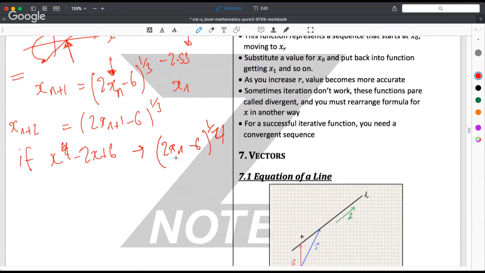Right. So now, if we try a guess that's too small, so if we try a guess of 0, it's a really stupid guess. And then we'd be trying to take the 4th root of a negative number, which wouldn't work.